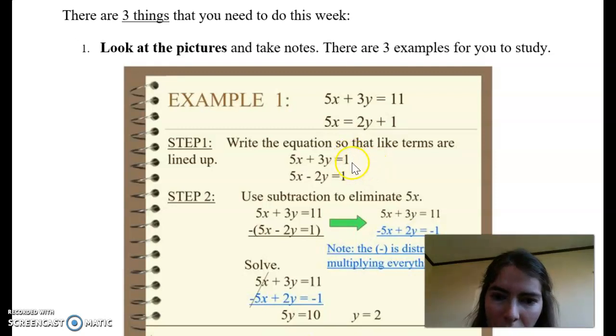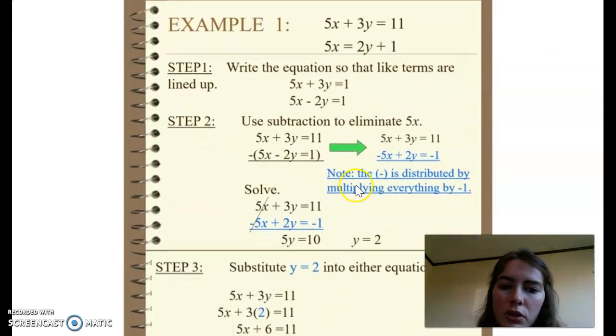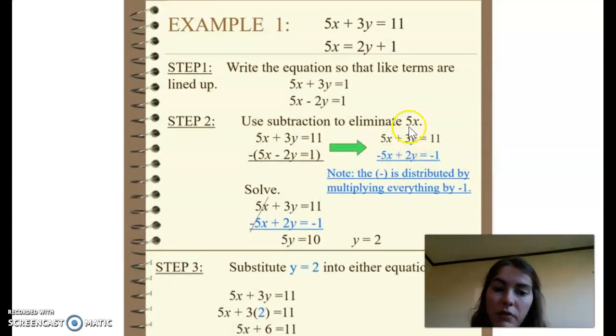Oh, this should be 11 right here. That's a mistake I have. That's 11. Okay, so use subtraction to eliminate the 5x.